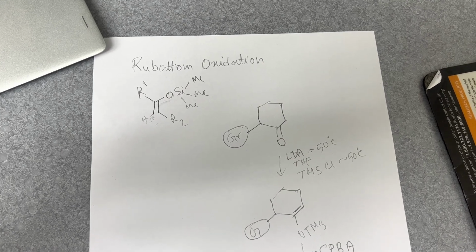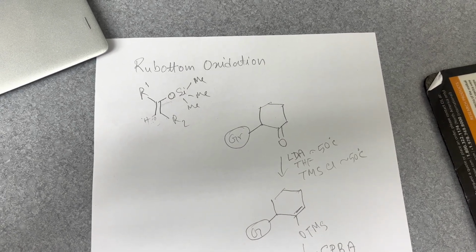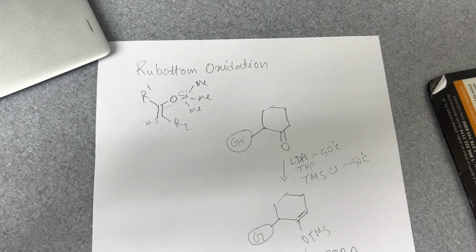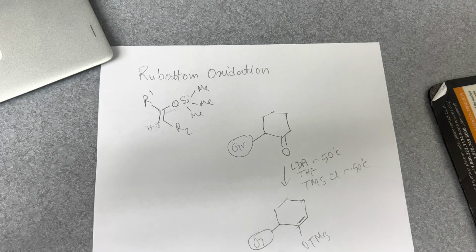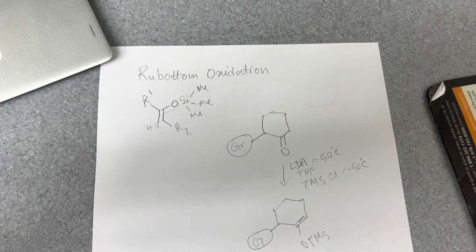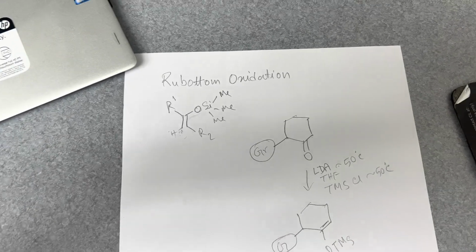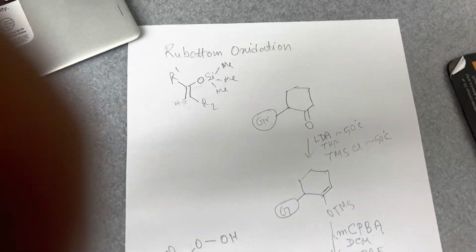Hello friends, today I will show you the Rubottom oxidation. It's a very nice and useful, high yielding chemical reaction between silyl enol ethers and peroxy acids to give the corresponding alpha hydroxy carbonyl product.